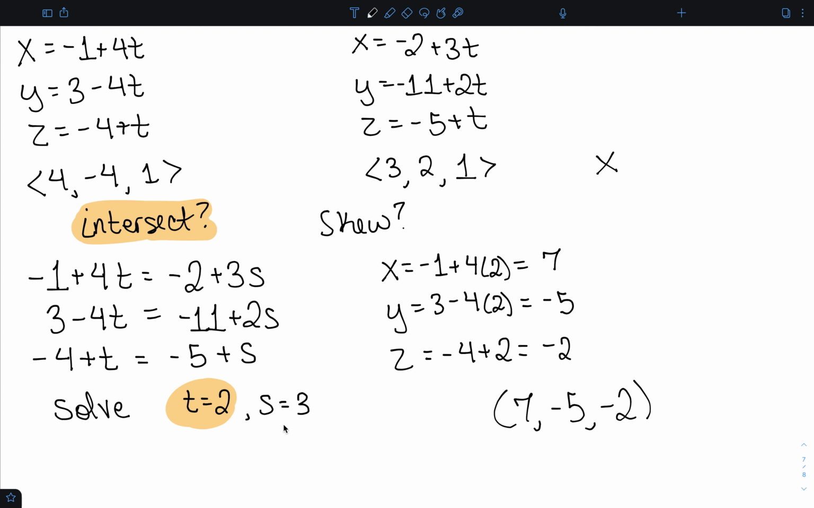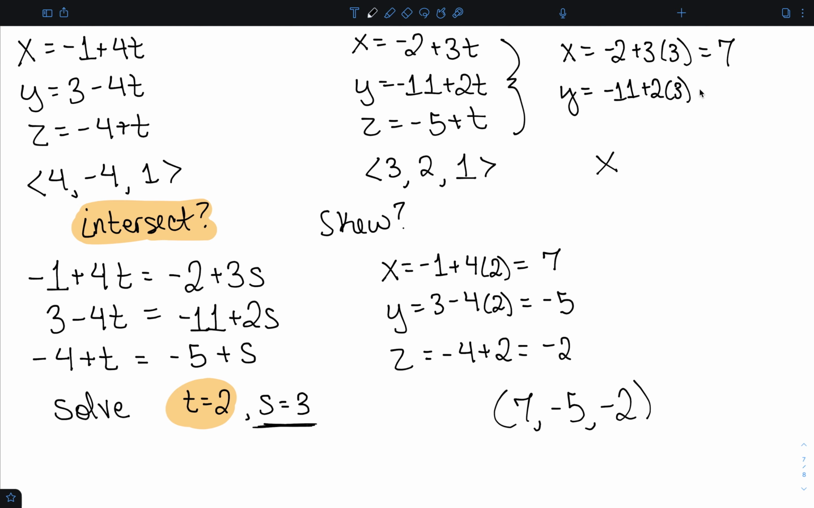Alternatively, I could have used s equal to 3 in my second equation, my second line. I would then have x equal to negative 2 plus 3 times 3, which is 7. I would have y equal to negative 11 plus 2 times 3, which is negative 5. And I would have z equal to negative 5 plus 3, which is negative 2. So I can see I did in fact get the same point because this is the point where these lines intersect.